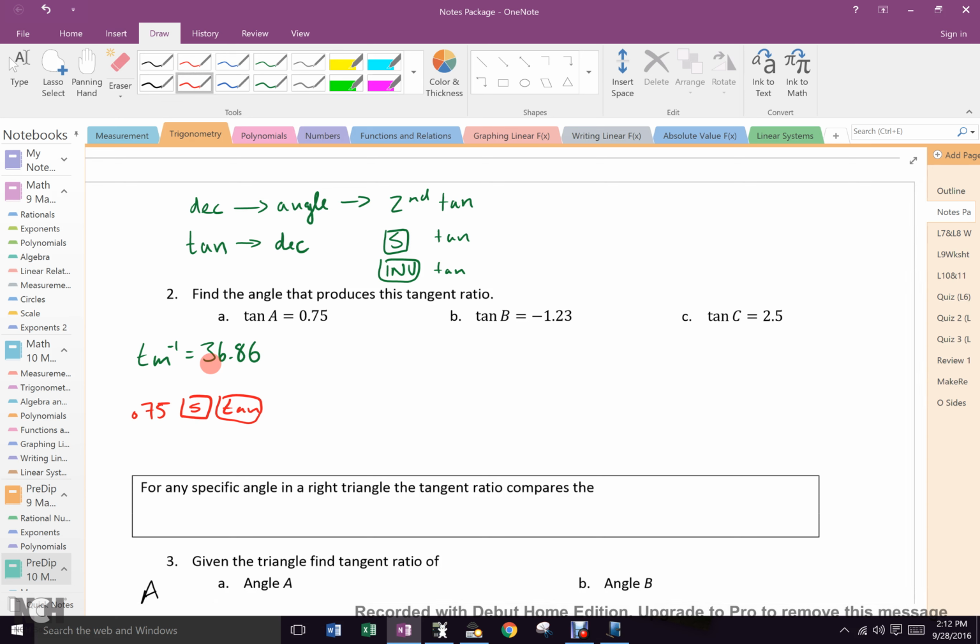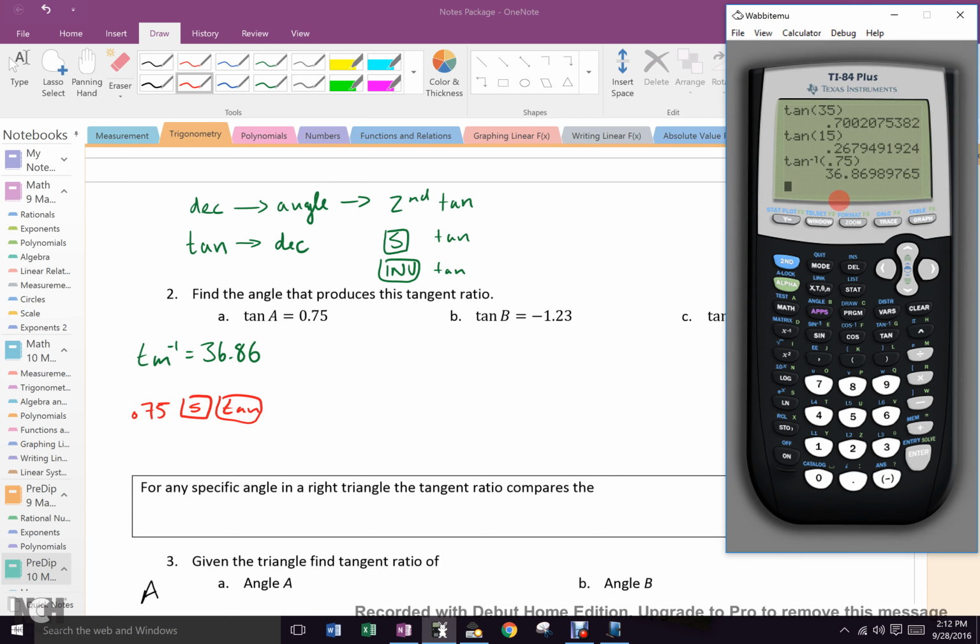You can't? I don't know how to do it. Does your calculator print like mine, or does your calculator not? When you hit the tan button, does it put the word tan on the screen? Yeah. Okay, so you punch it in just as you see it. You go shift, tan, 0.75, equals. Everybody got it? Okay.